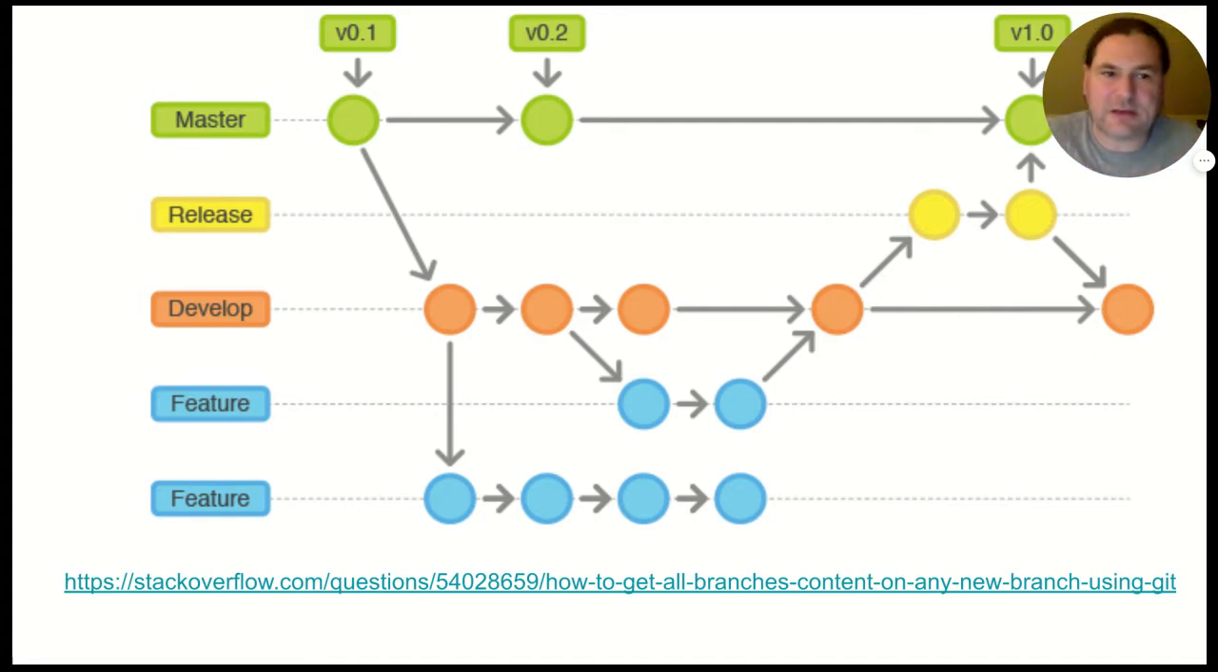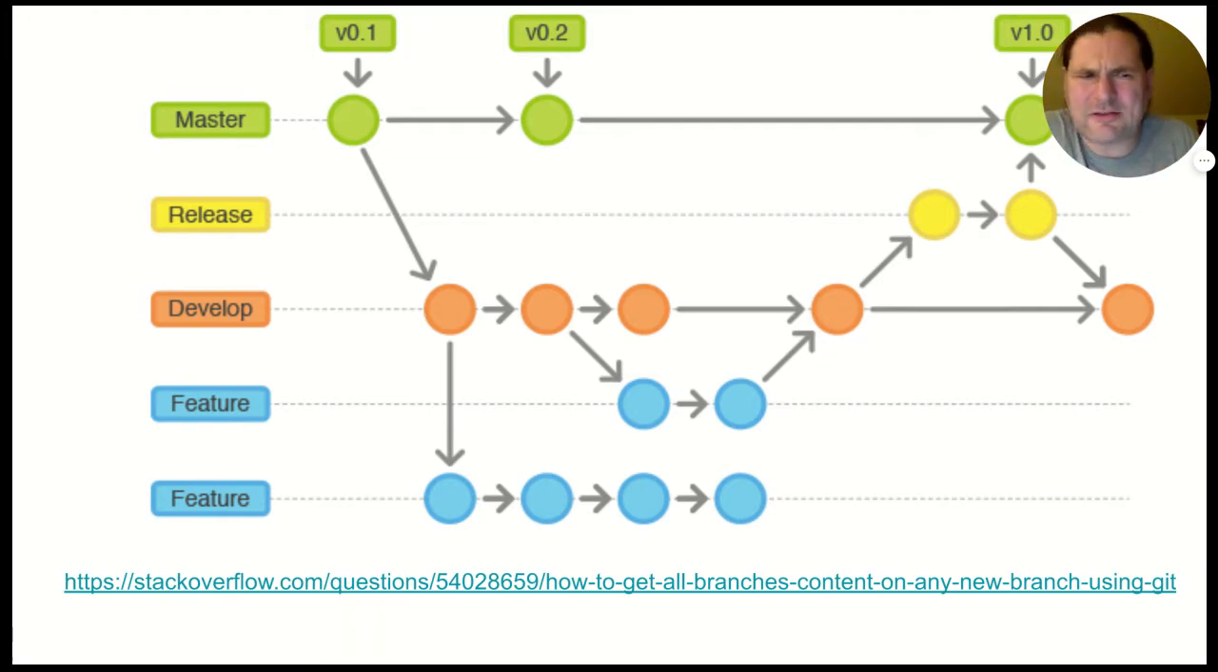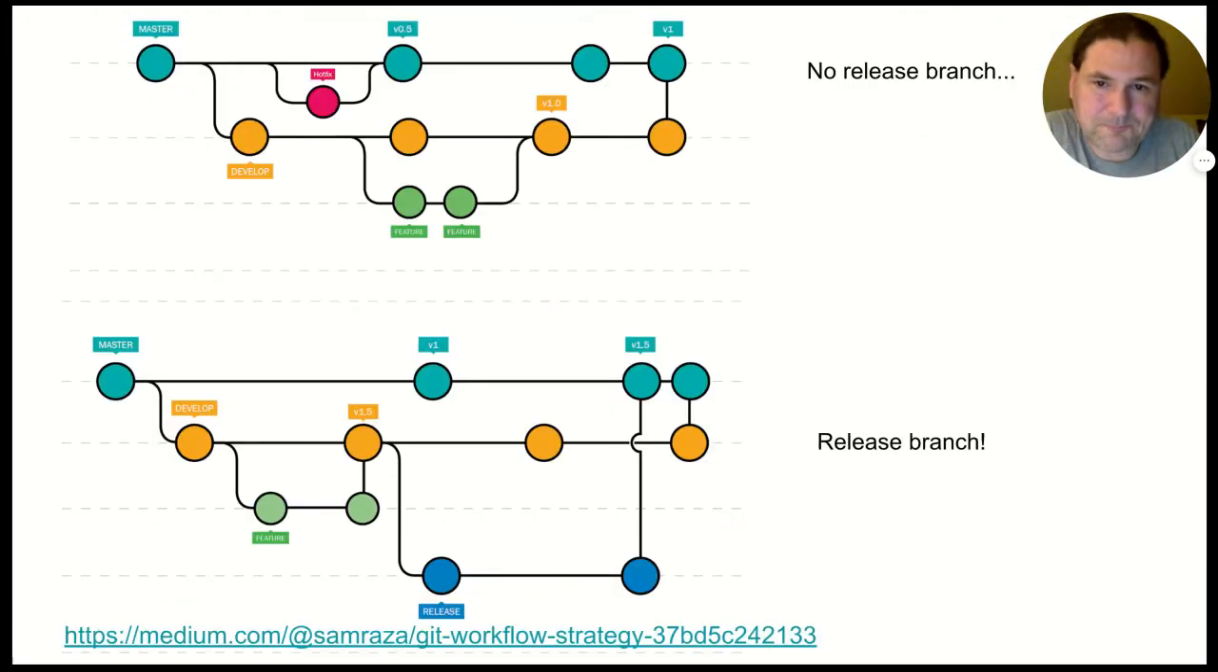So that's a really brief overview. This is really simple. There's a master branch, there's release, there's a development branch, and then there's these two features. In reality, it's going to be way more complicated than that. And I just wanted to show you, this is the link where I got this. It was a Stack Overflow question, and it's not specifically about what I talked about, but it is a pretty good picture.